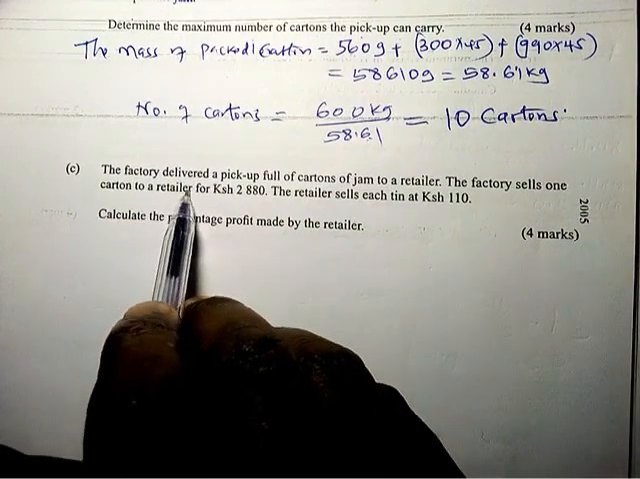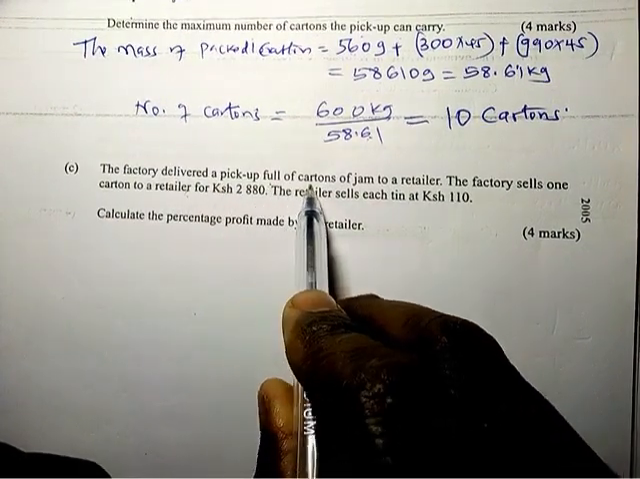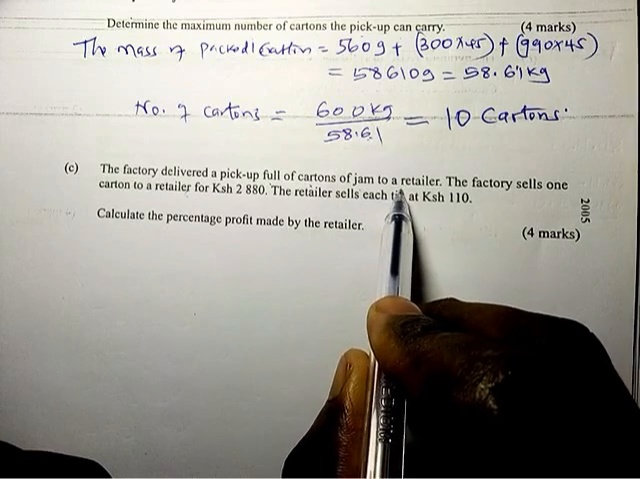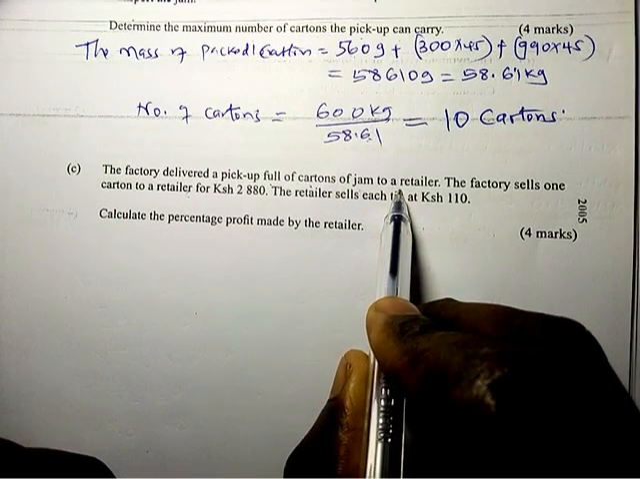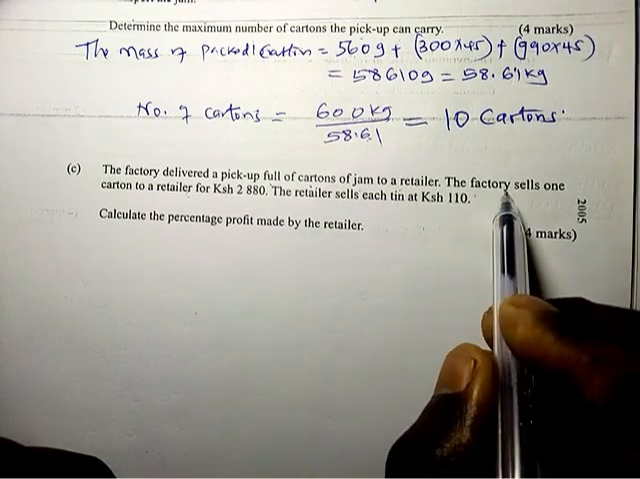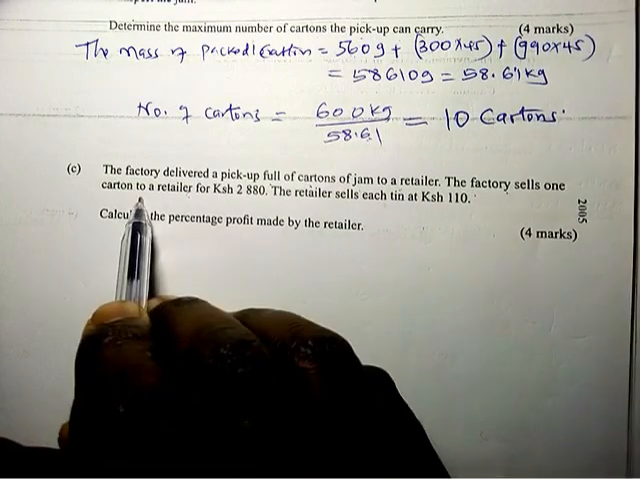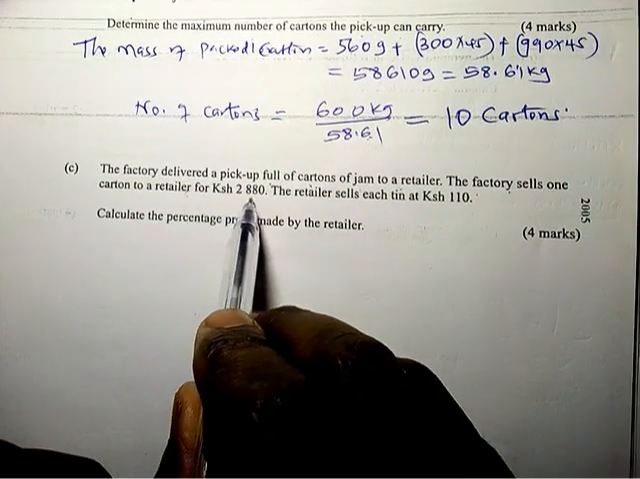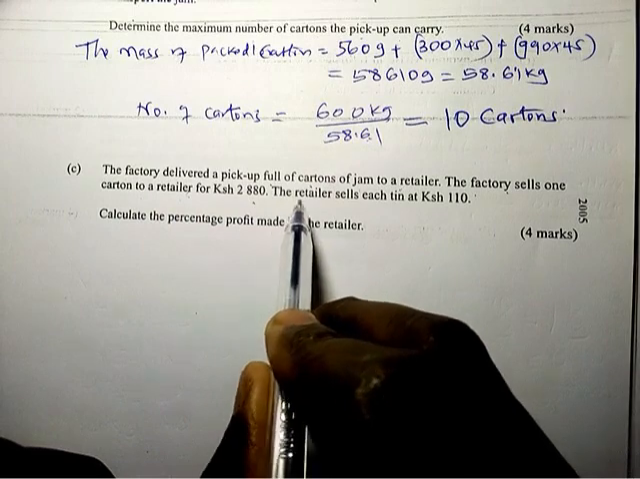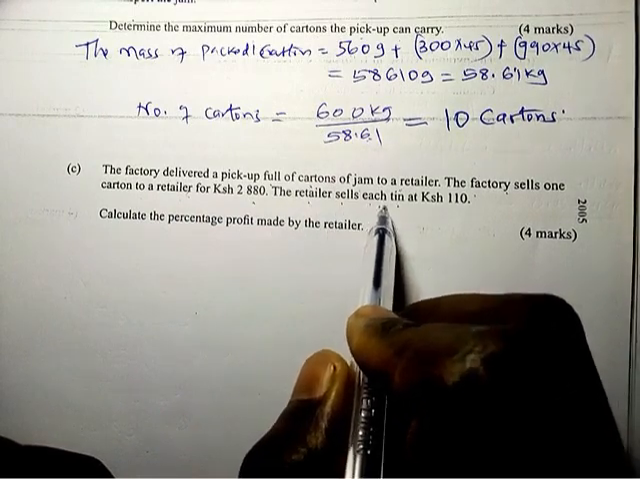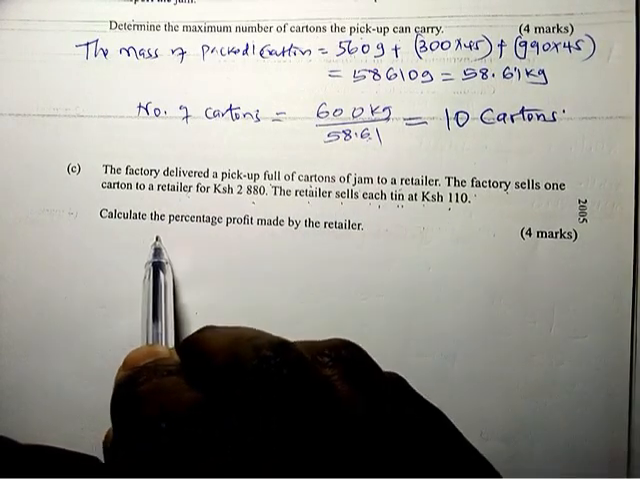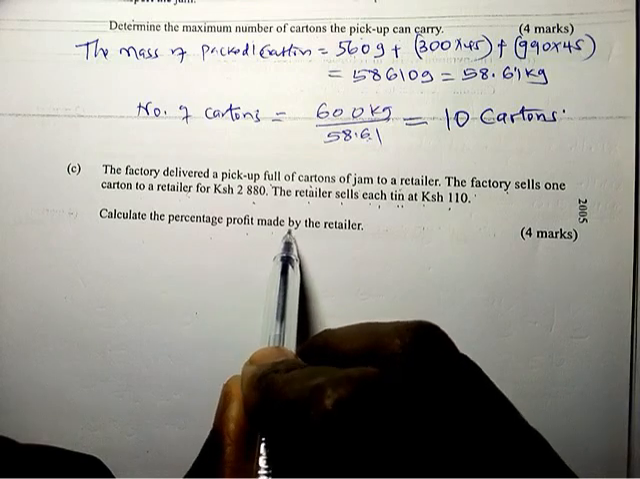The factory delivered a pickup full of cartons of jam to a retailer. The factory sells one carton to the retailer for this many Kenya shillings. The retailer sells each tin as is. Calculate the percentage profit made by the retailer.